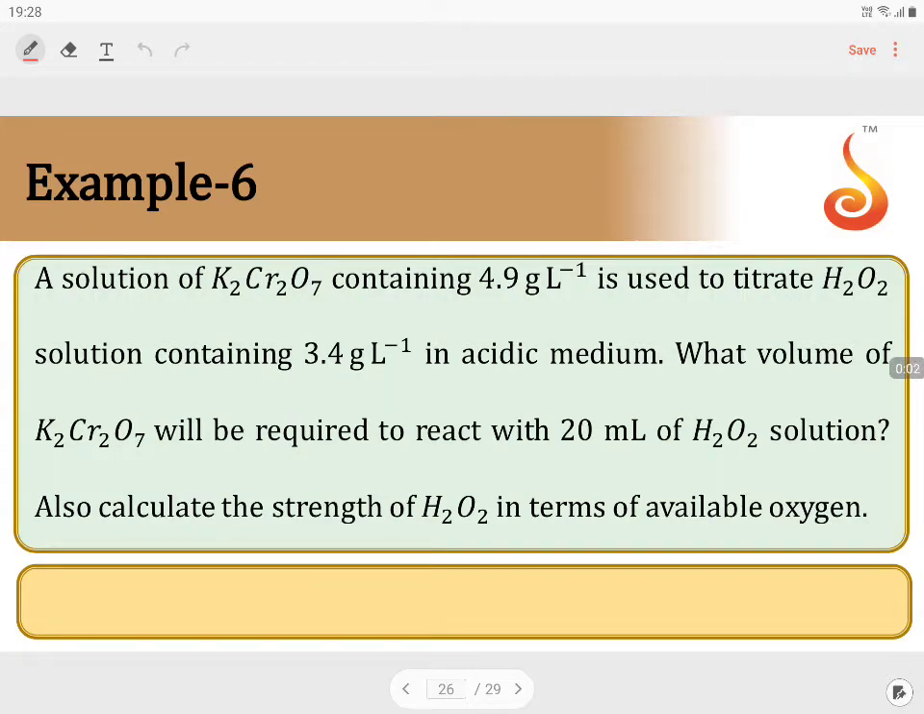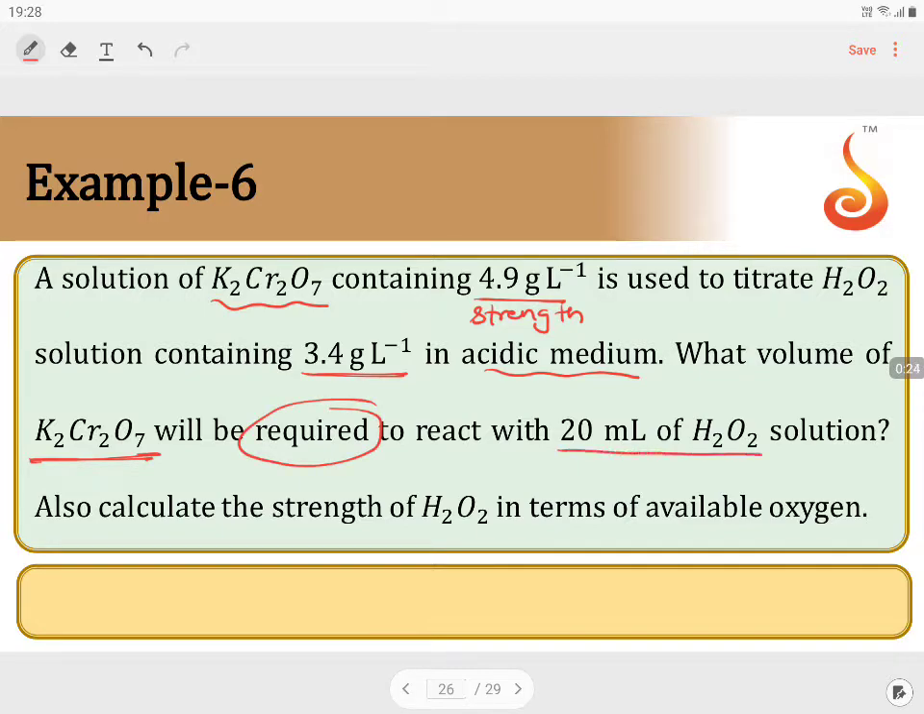A solution of K2Cr2O7 containing 4.9 gram per liter. So this is the strength of the solution. It is used to titrate H2O2 solution of strength 3.4 gram per liter in acidic medium. What volume of K2Cr2O7 will be required? Okay, this is the very important point. Required to react with 20 ml of H2O2 solution, and calculate the strength of H2O2 in terms of available oxygen.